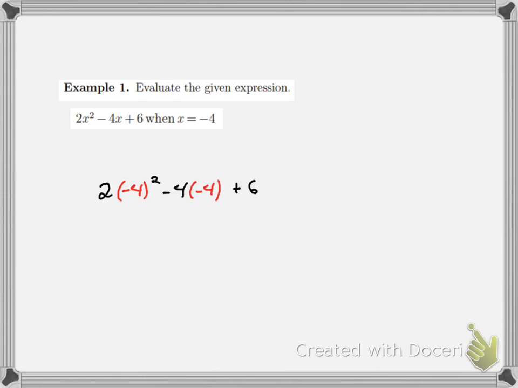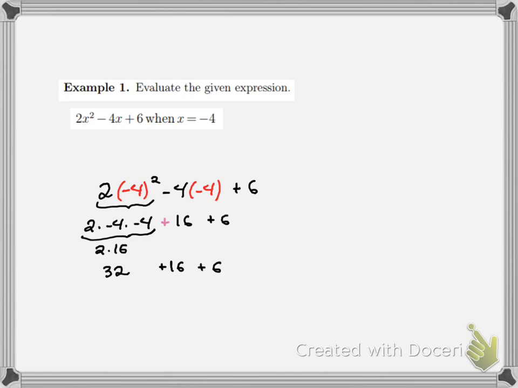Okay. So -4 quantity squared, that's the same as -4 times itself, or -4 times -4. So that's going to give me 2 times 16, or 32. Okay, then we have two negatives, so a negative times a negative becomes a positive, so this becomes positive 16. So I'll bring that down here. Okay, and then we have plus 6.